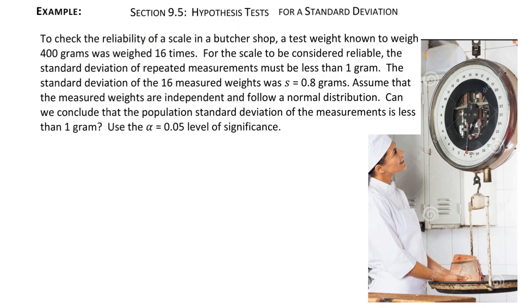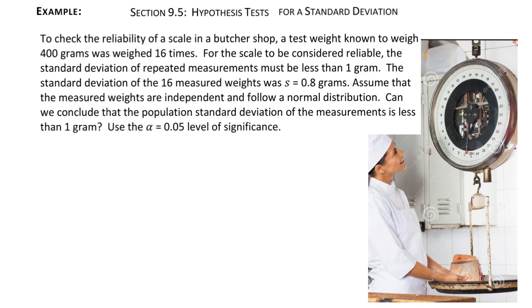Example on hypothesis test for a standard deviation. To check the reliability of a scale in a butcher shop, a test weight known to weigh 400 grams was weighed 16 times. For a scale to be considered reliable, the standard deviation of the repeated measurements must be less than 1 gram. The standard deviation of the 16 measured weights was 0.8 grams. Assume that the measured weights are independent and follow a normal distribution. Can we conclude that the population standard deviation of measurement is less than 1 gram? Use alpha equal to 0.05 as the significance level.